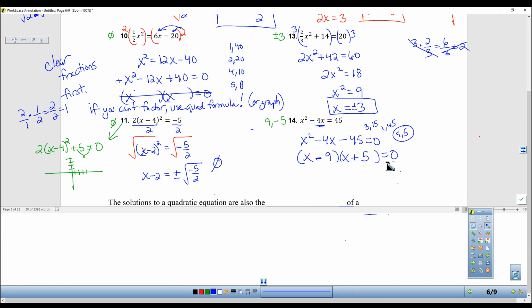Equals 0, don't forget, nice format there. Or x plus 5 is equal to 0. And my two answers are 9 and negative 5.